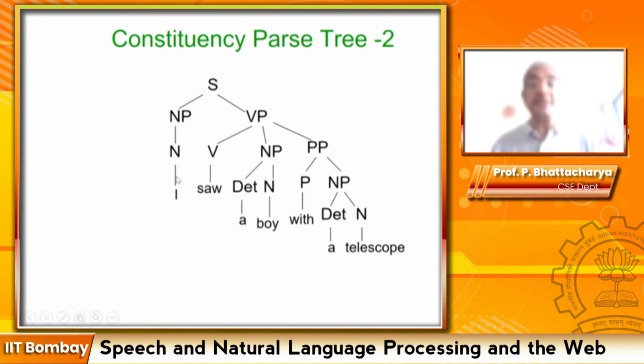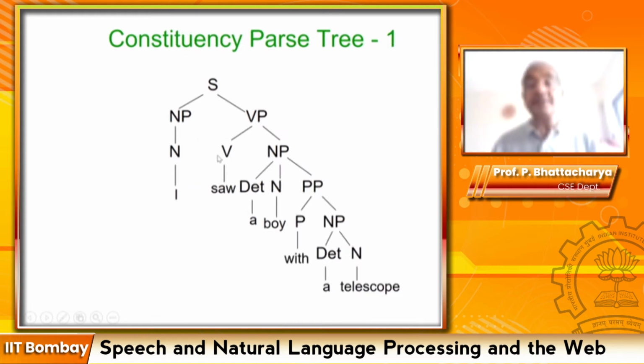And who saw this? I. So since verb, the object of the verb and the instrument of the verb are at the same level, this means that I had the telescope. Okay, I had used the telescope to see the boy. Whereas since this verb is at a higher level than with a telescope, and since with the telescope is closer to the boy, that means that the boy had the telescope, not me.